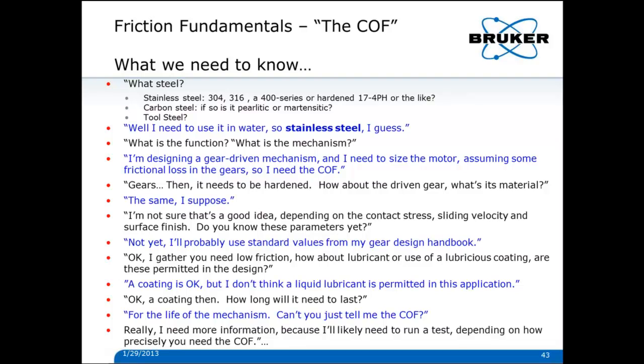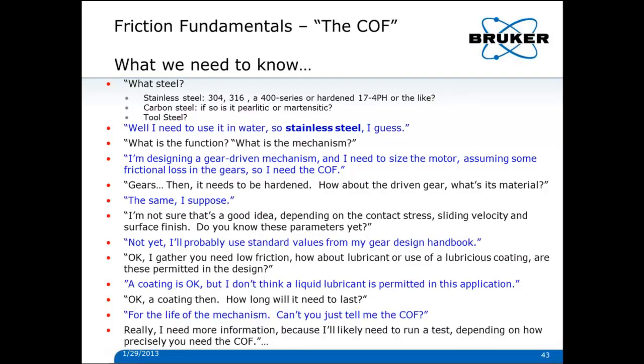Gears. Then I guess it needs to be hardened. How about the driven gear? What's its material? Same, I suppose. Well, I'm not sure that's a good idea, depending on the contact stress, sliding velocity, and surface finish. Do you know these parameters yet? Well, not yet. I'll probably use standard values from my gear design handbook.